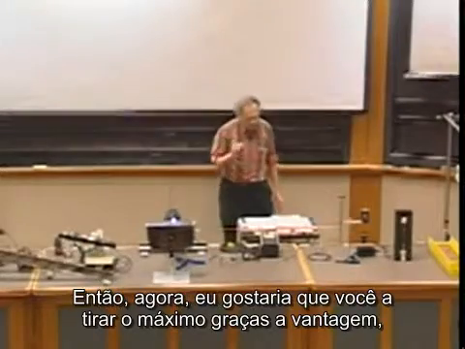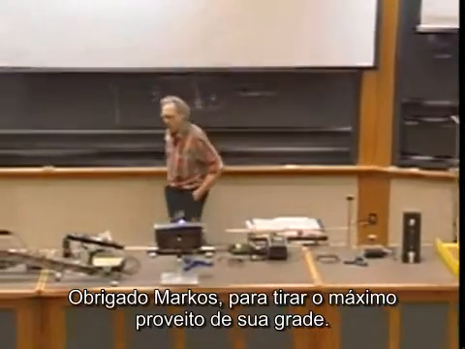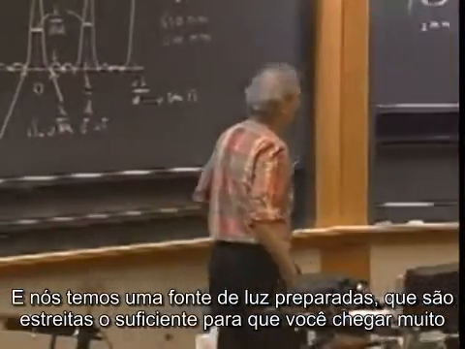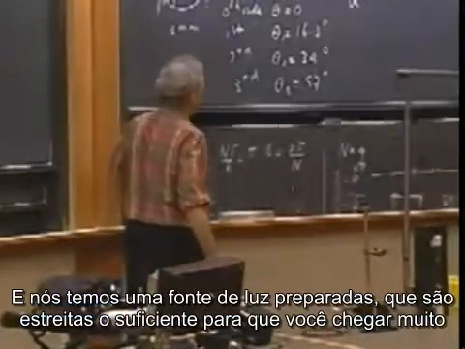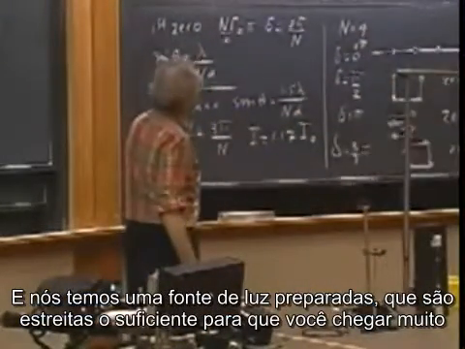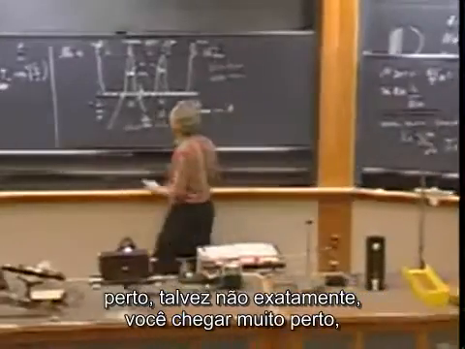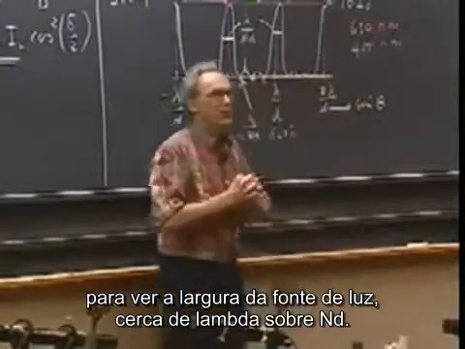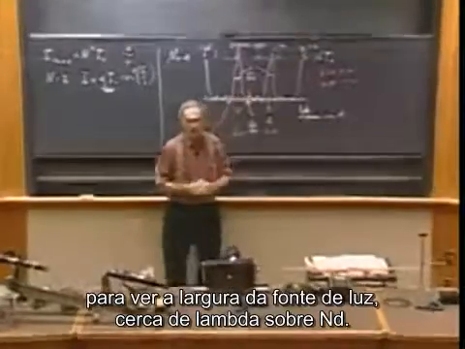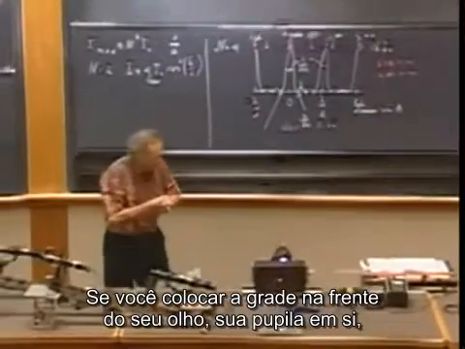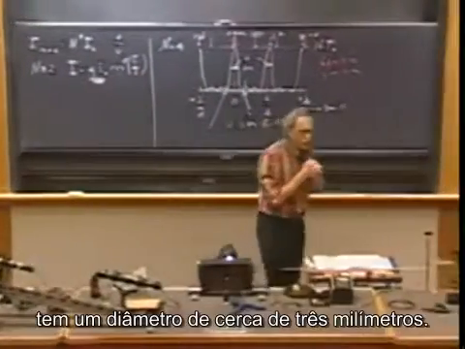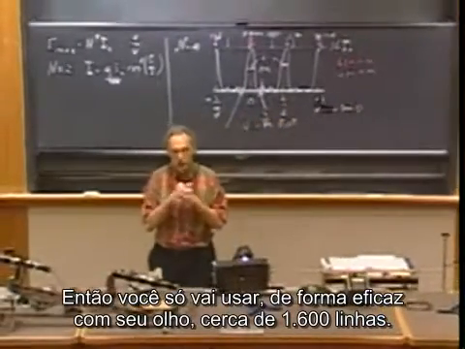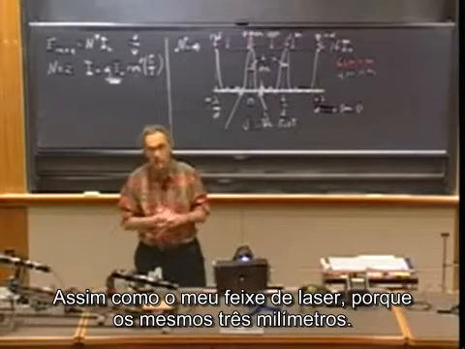So now, thanks Marcos, I would like you to take full advantage of your grating. And we have prepared light sources which are narrow enough so that you come very close, maybe not exactly, you come very close to seeing the width of the light source, about lambda over nd. If you put the grating in front of your eye, your pupil itself has a diameter of about 3 millimeters. So you will only use effectively with your eye about 1600 lines, just like my laser beam did, because the same 3 millimeters.